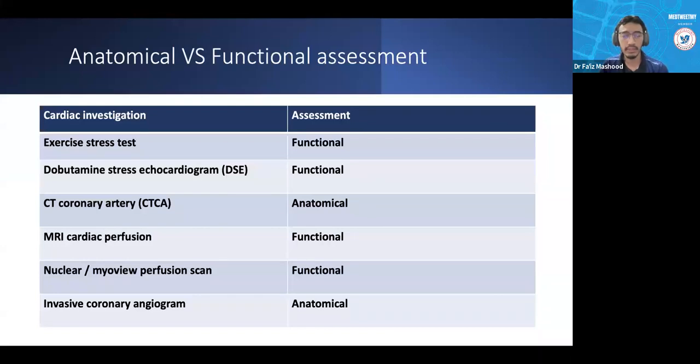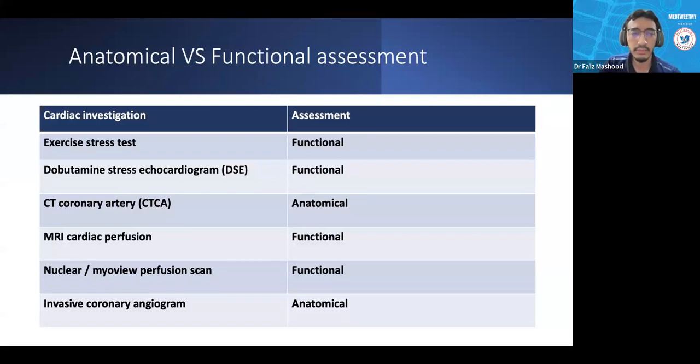So from there, we'll decide either we need to intervene, or we want a medical therapy, or we want to revascularize via a balloon angioplasty and a PCI. So from here, we know the cardiac tests that use anatomical assessment are CTCA and invasive coronary angiogram. Then what about functional assessment?